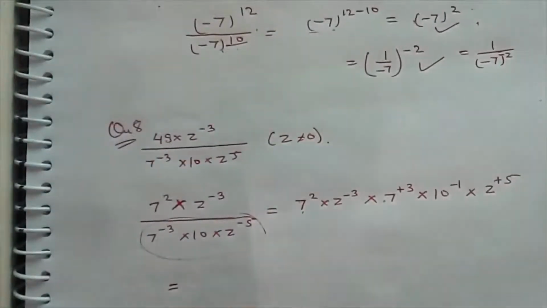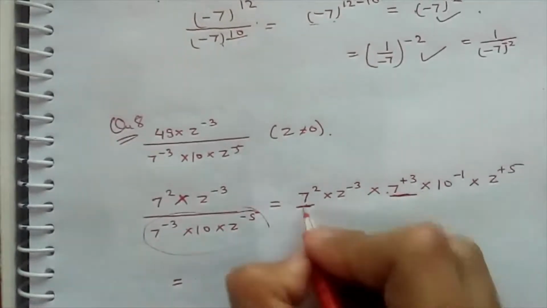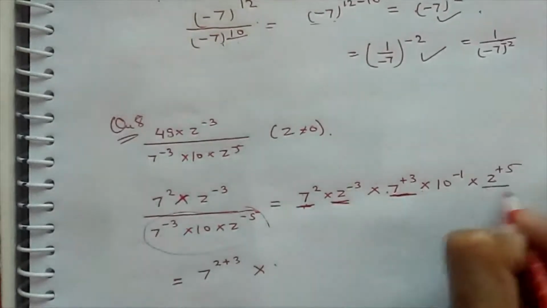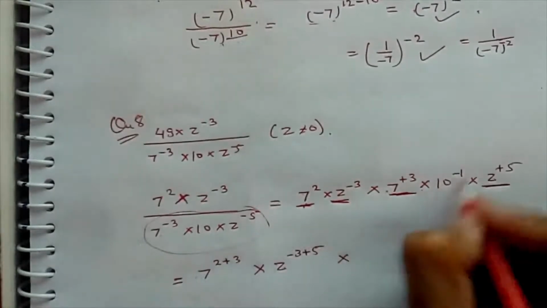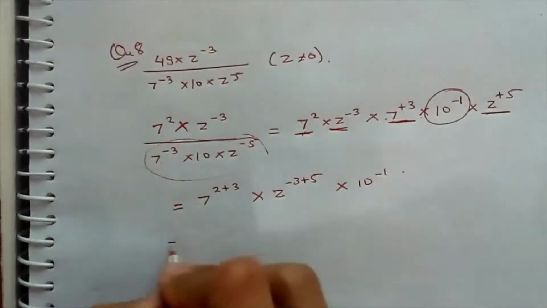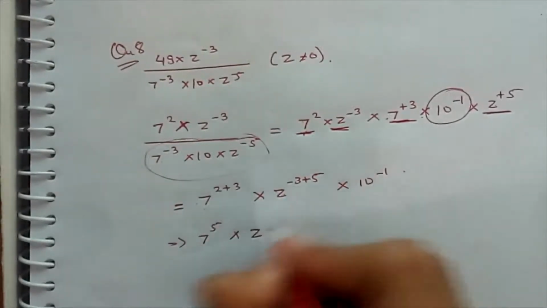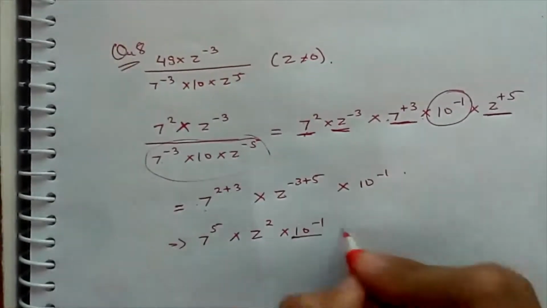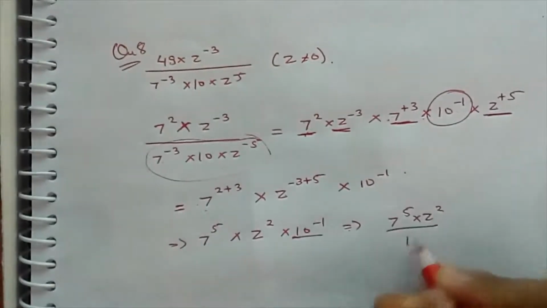z to the power plus 5. Now here 7, 7, bases are same, we will add these powers. z, z, bases are same, we will add these powers. This is remaining, let's write it as 10 to the power minus 1. It will be 7 to the power 5 into z to the power 2 into 10 to the power minus 1. So it's minus 1, we will write it again in the denominator. We will get 7 to the power 5 into z to the power 2 upon 10 is the answer.